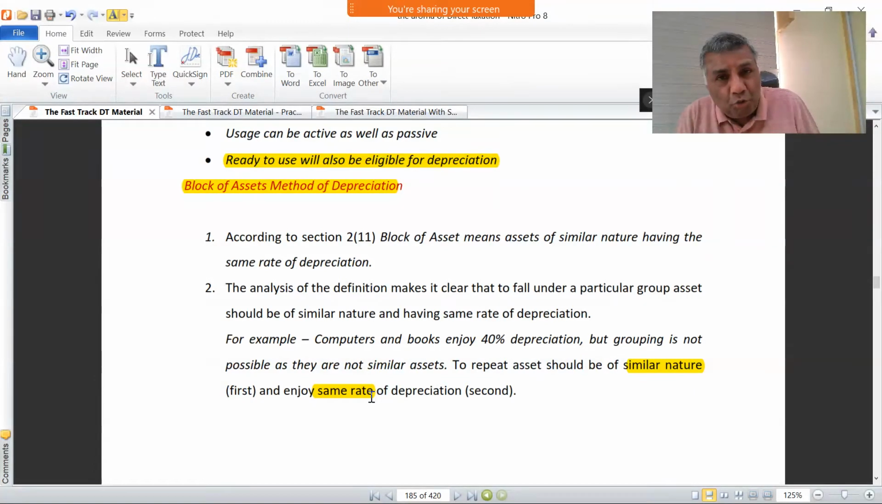Used for 180 days or more. What is usage? Ready to use is known as put to use, in the year of purchase. Again, I am repeating, only in the year of purchase, not for the opening balance. On the opening balance you can claim even if you don't use it, because lapse of time will also give you depreciation.